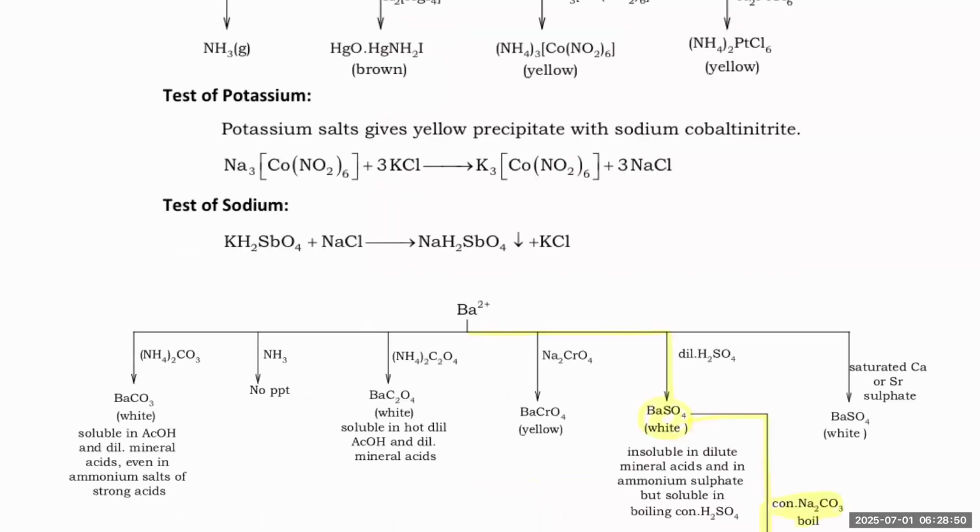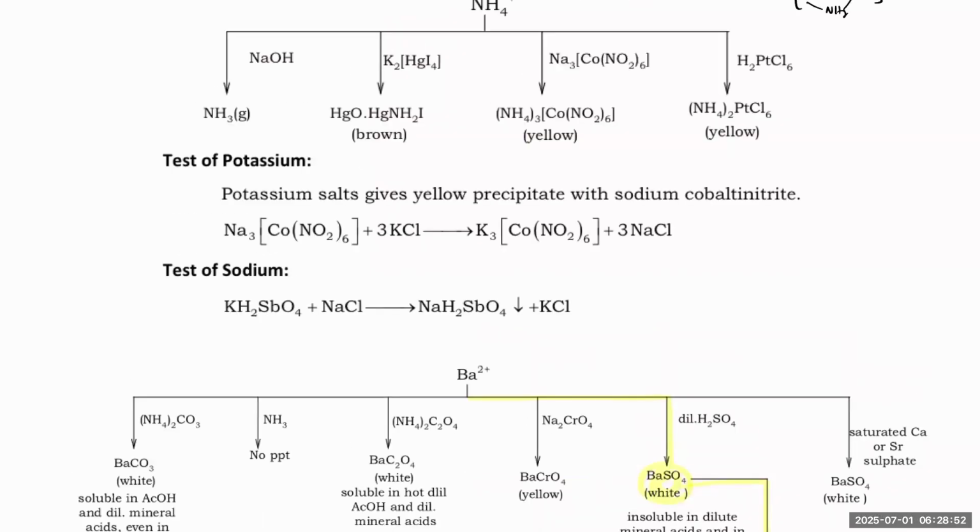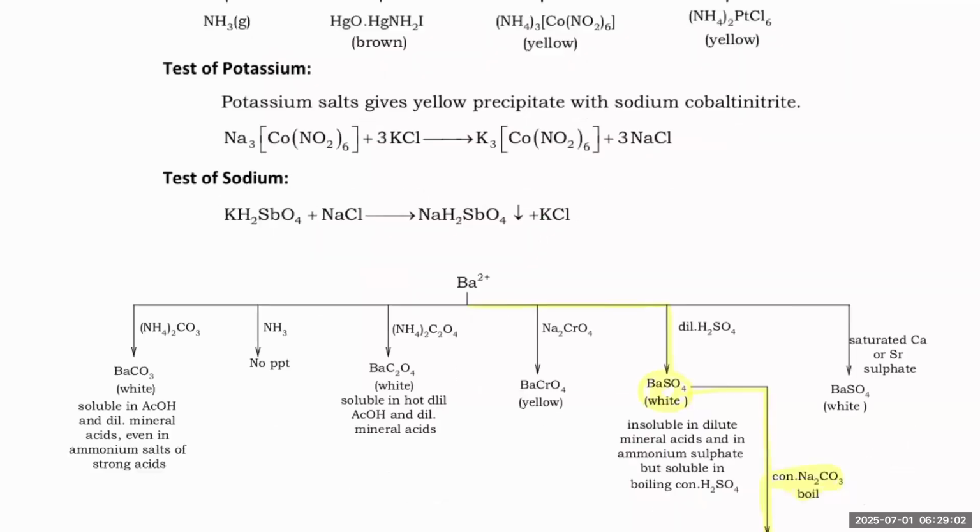Test for potassium is simple. If you take any salt of potassium, you react with this sodium cobalt nitrate salt, you'll get a yellow color PPT of K3 cobalt nitrate. Okay. If you want to predict what is about sodium, got it? With sodium, you can see KH2SbO4 with NaCl, and you'll see NaH2SbO4, which is a white color PPT. And this PPT is like a confirmation for sodium.